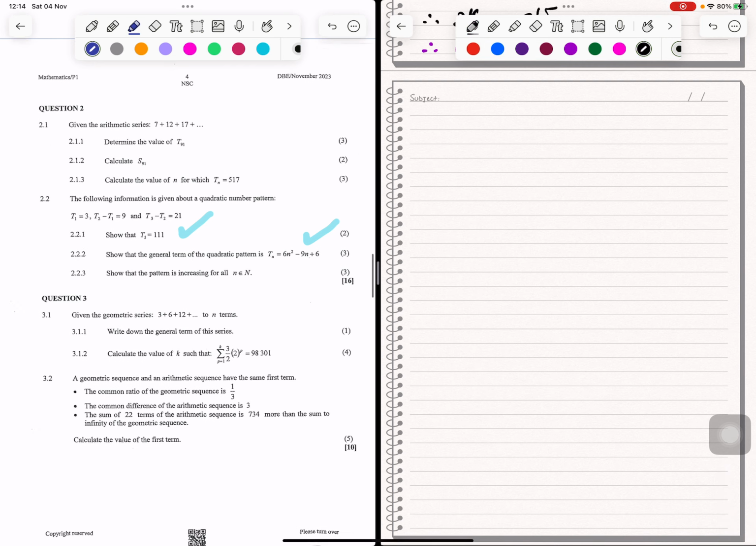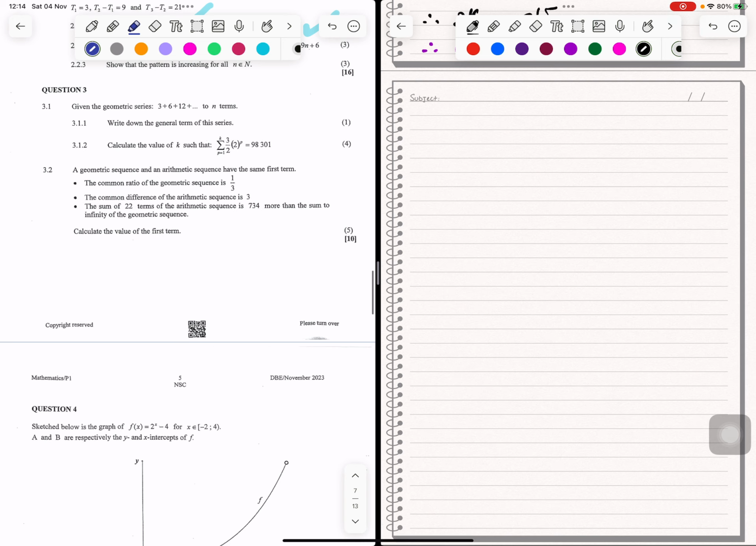So are we done? No, we're not done. So 3.2, what are they saying? A geometric sequence and an arithmetic sequence have the same first term, which is a.